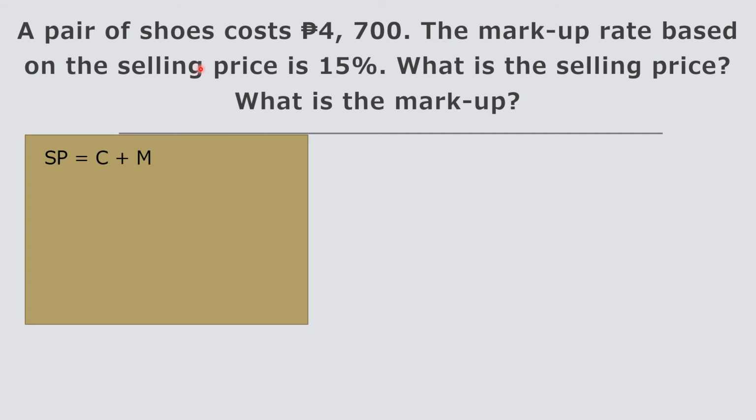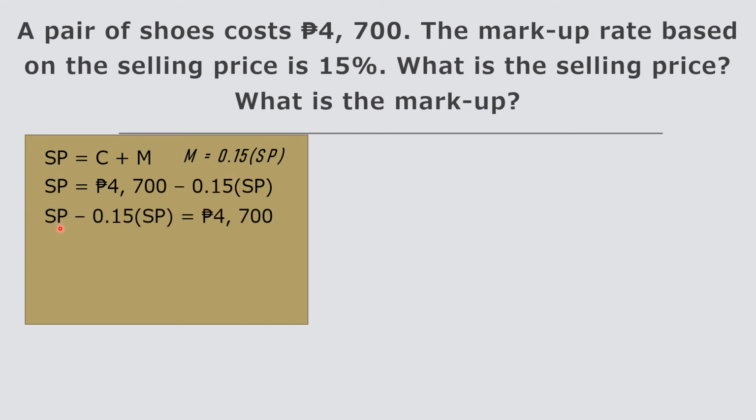In this scenario, in the problem, the markup is not given. The only given is 15%. That is the markup rate based on selling price. So we will be using this rate in solving for the value of the markup. So the markup will be equal to 0.15 times the selling price. Now, selling price is equal to the cost, which is 4,700, plus the markup. This one, we will be using this one: minus 0.15 times the selling price. And then, by addition property of equality, we will be transferring this one to the other side of the equation.